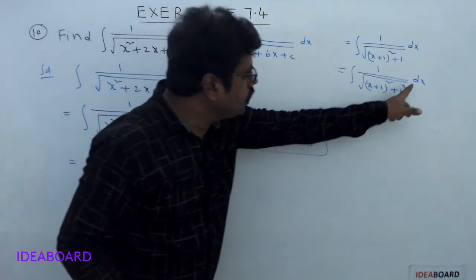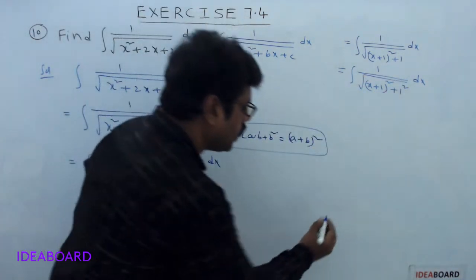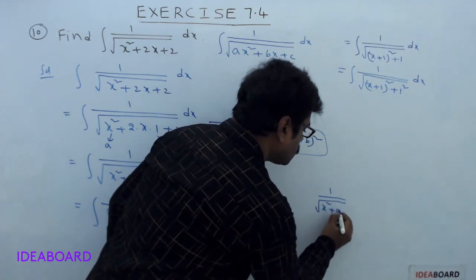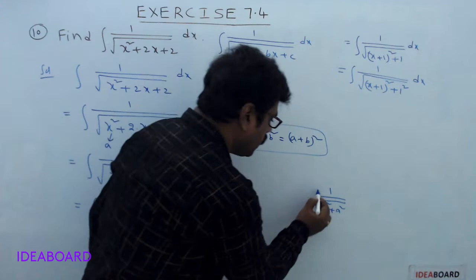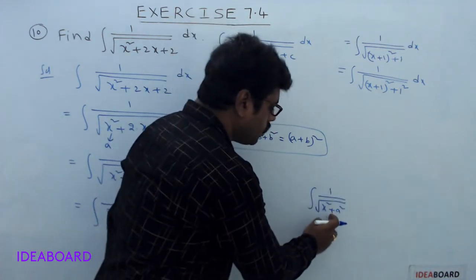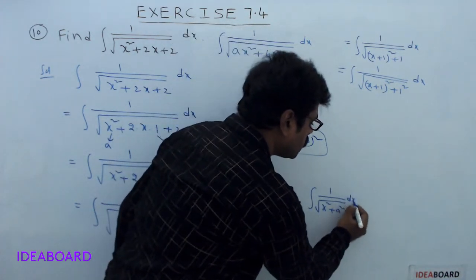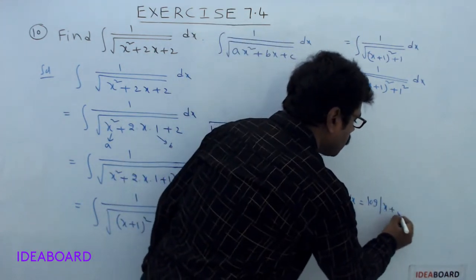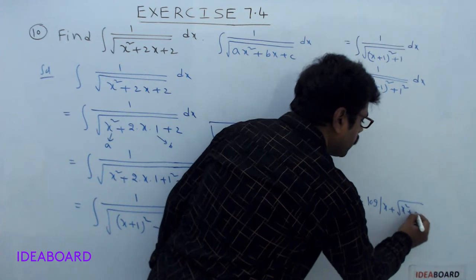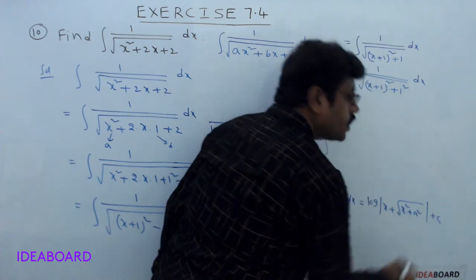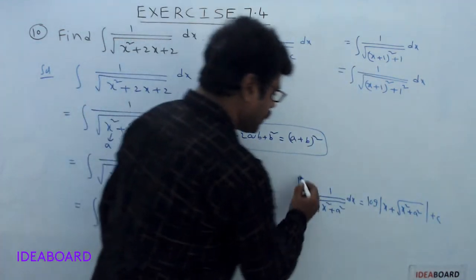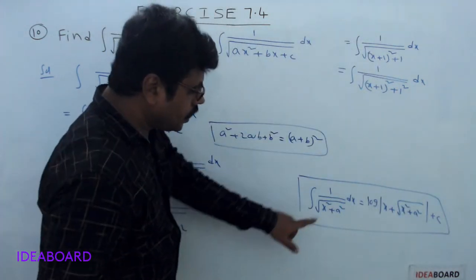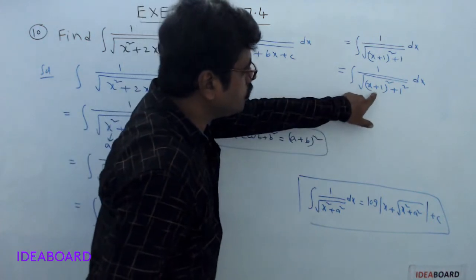Now clearly this integrand is of the form 1 divided by square root of x square plus a square. Integral 1 divided by root of x square plus a square dx is log mod x plus square root of x square plus a square plus some constant c. So use this formula on this term. Here instead of x, x plus 1 will be there.